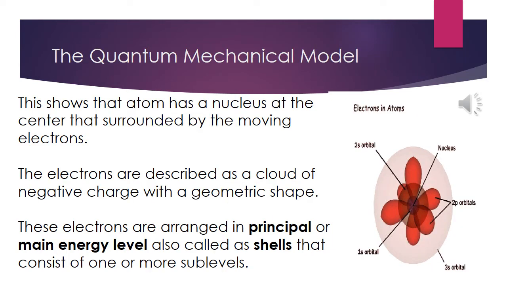What is the quantum mechanical model? This shows that the atom has a nucleus at the center that's surrounded by moving electrons. The electrons are described as a cloud of negative charge with a geometric shape. These electrons are arranged in principal, or main, energy levels, also called shells, that consist of one or more sublevels.